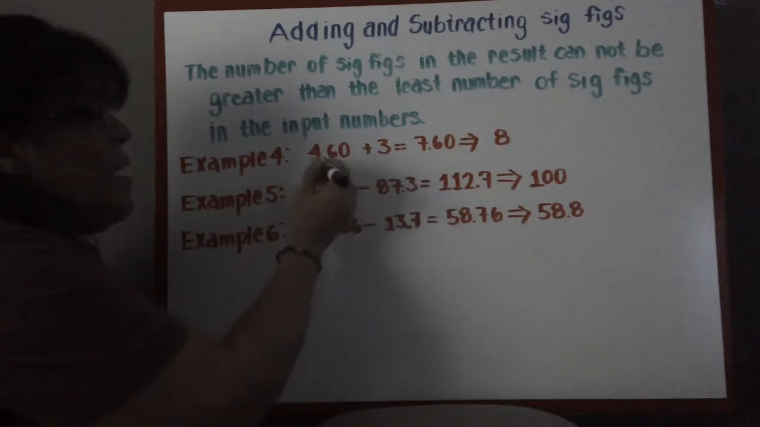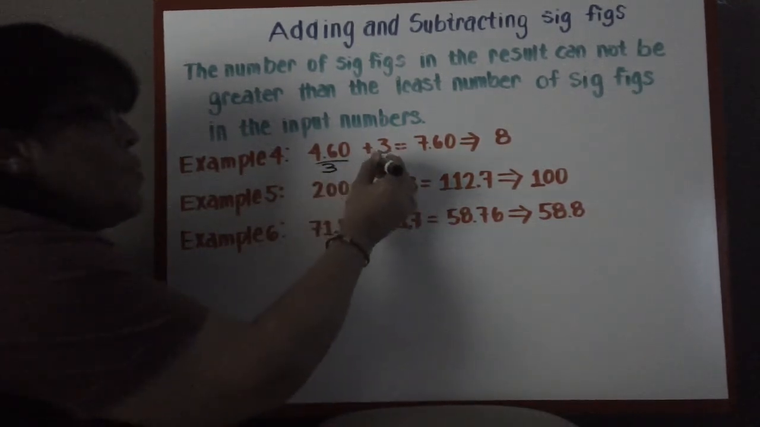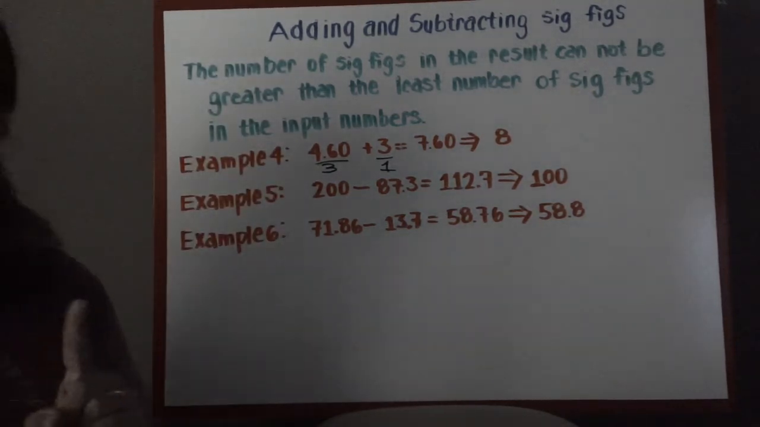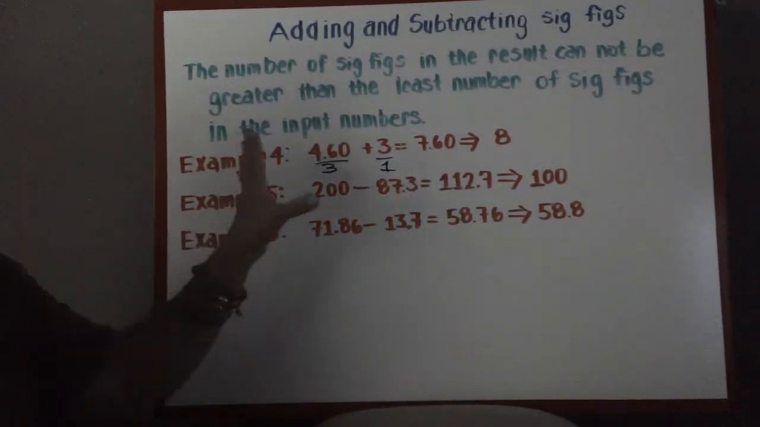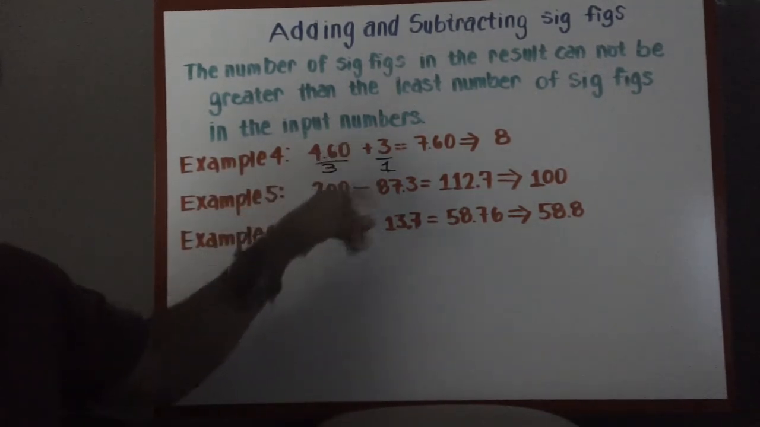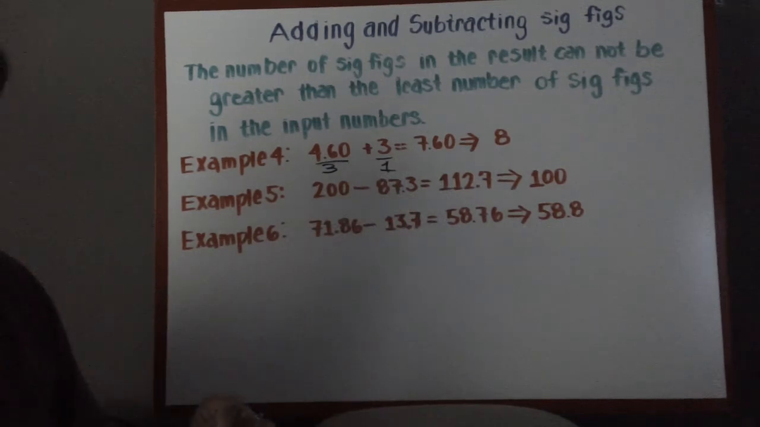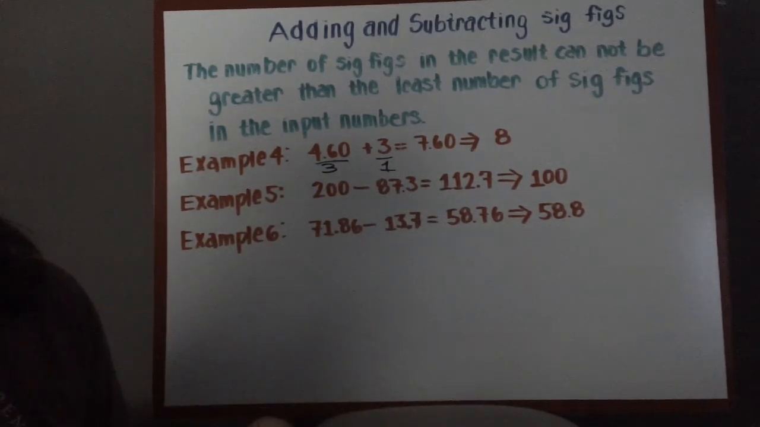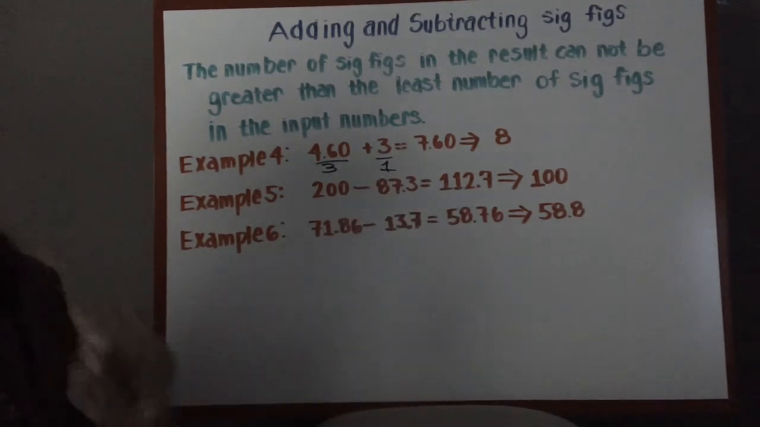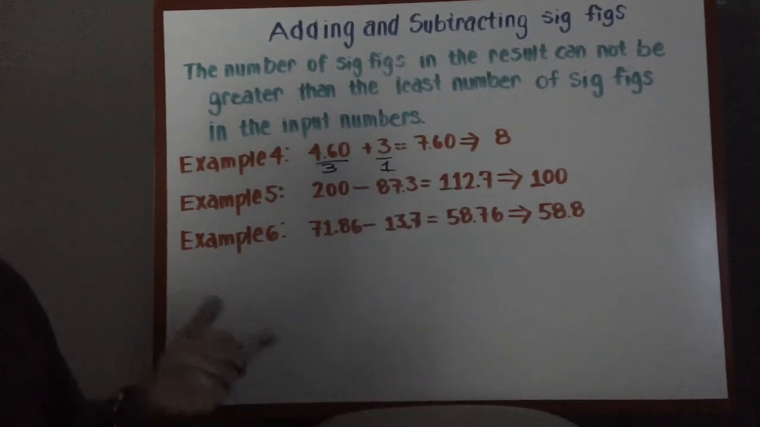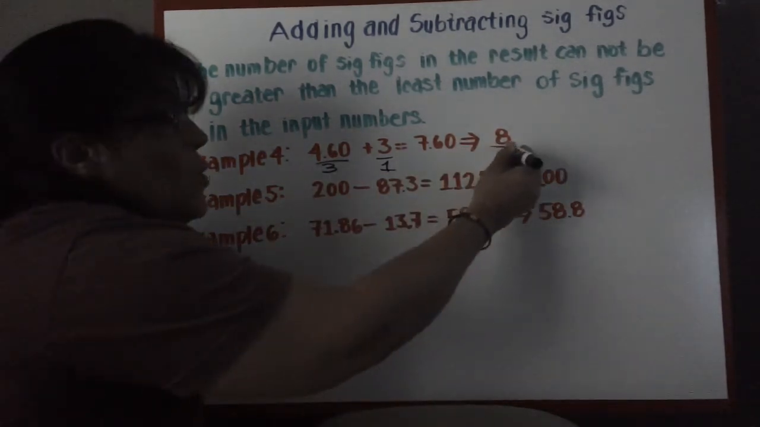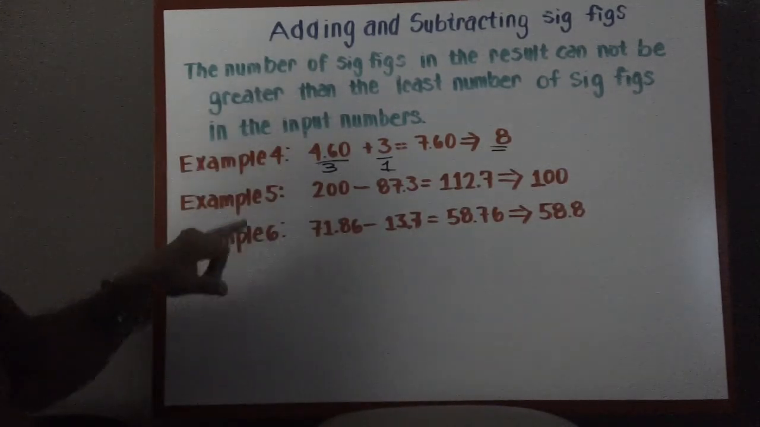Okay, so example 4. This one right here has 3. This one here has 1. And so our answer can only have one significant digit. So the key thing here is you're going to add like you normally do. You can just plug this right into your calculator. 4.60 plus 3 is 7.60. Now your calculators do not do significant figures, so 7.60 can only have one significant figure, so we're going to have to round it up to 8, and so in this case we only have 1.